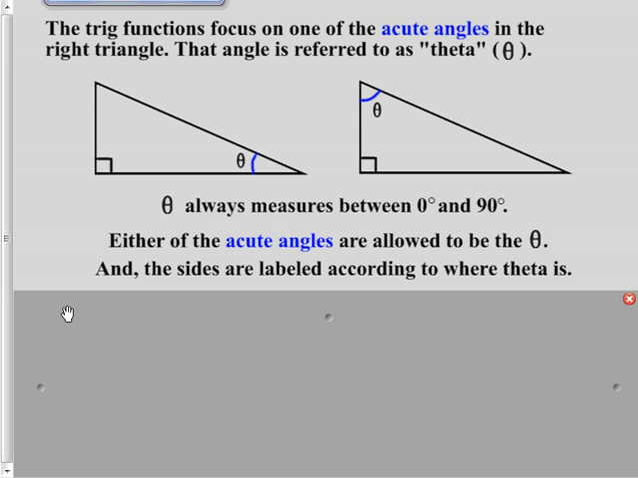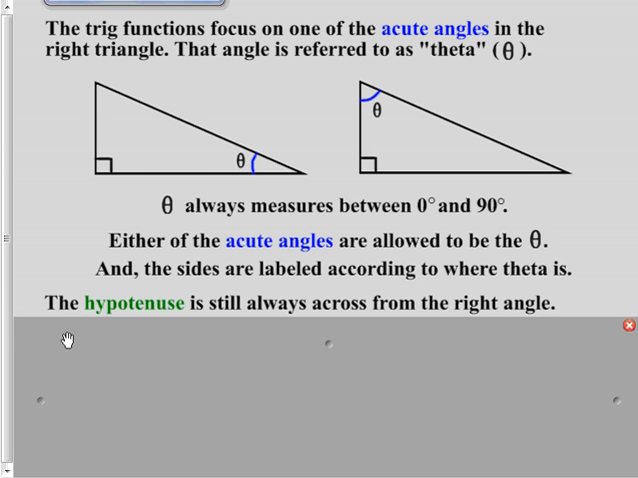You can switch locations from one acute angle to another acute angle anytime you see fit and set up the problems from there. The thing you're going to have to keep in mind is that the side lengths, the names that we're getting ready to see, are labeled according to where theta is positioned.